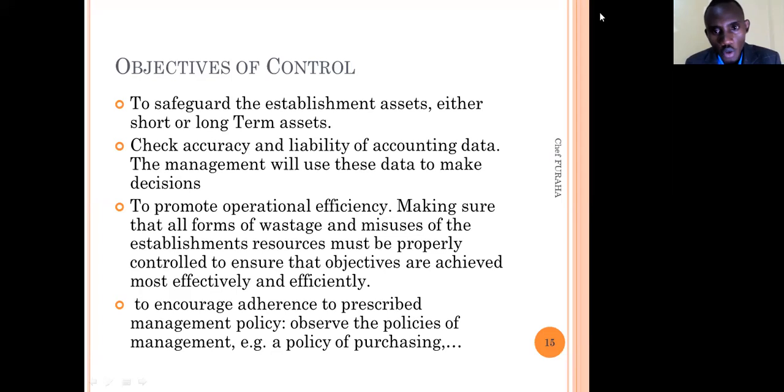It is also to promote operational efficiency, making sure that all forms of wastage and misuse of the establishment's resources are properly controlled to ensure that objectives are achieved most effectively and efficiently. When we talk about efficiency, things must be done as planned. With a control process, we are ensuring that things are happening as we have planned. To ensure adherence to prescribed management policies, the control process will help us enforce the policies of the management, the policies of our company. Without control, you cannot know whether policies are being observed or not.